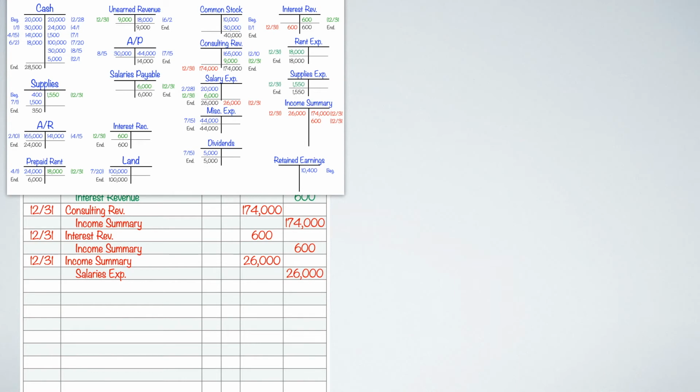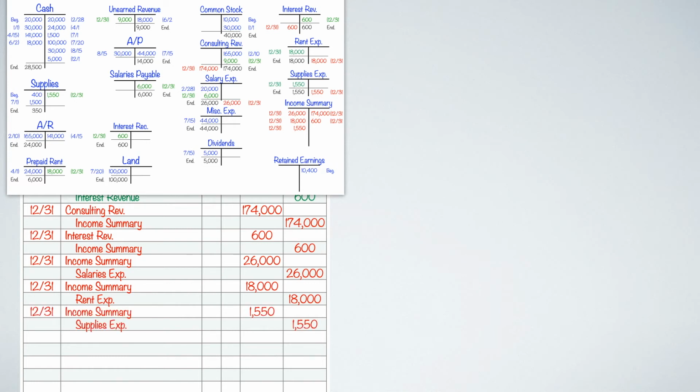Again, in the interest of time, I'm just going to put these up here. It's not going to be typed out or anything like that. But we have rent expense. So it's 18,000 on the credit side, 18,000 income summary on the debit side, and our journal entry will look like that. We also have supplies expense, so 1,550 on the credit for supplies expense, 1,550 on the debit side of income summary.